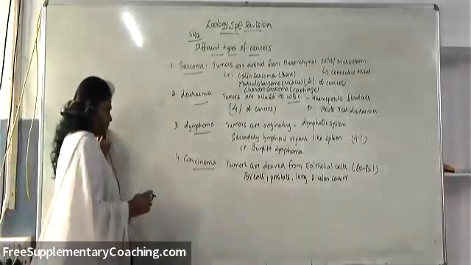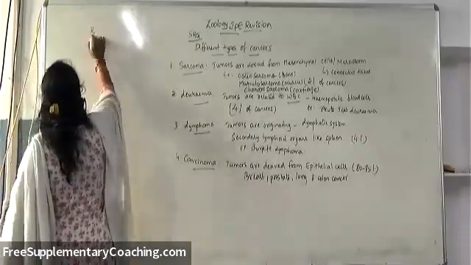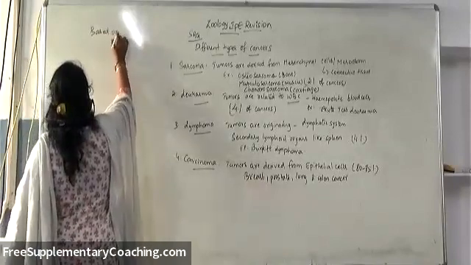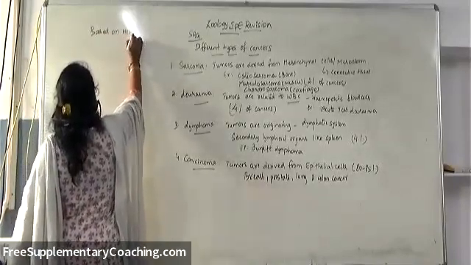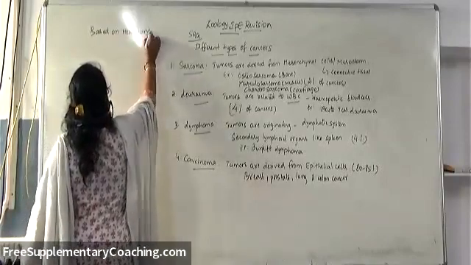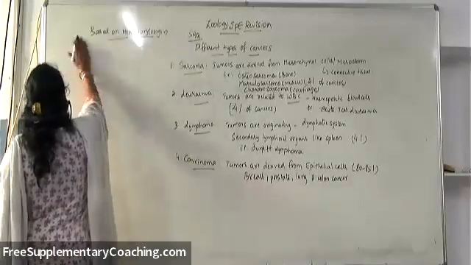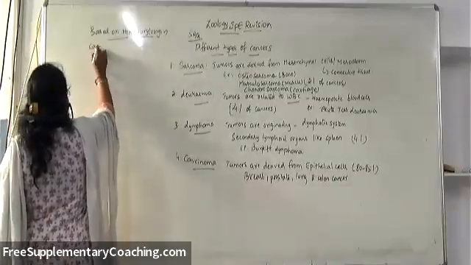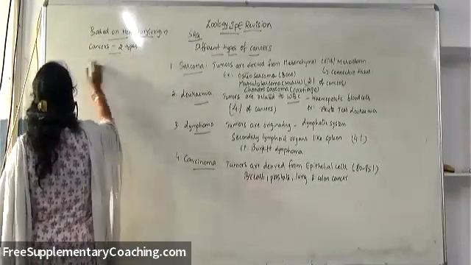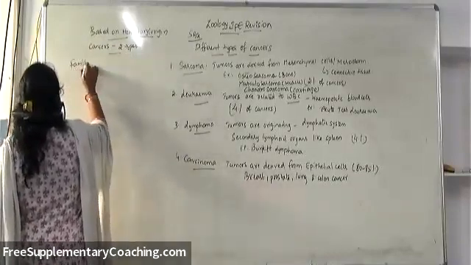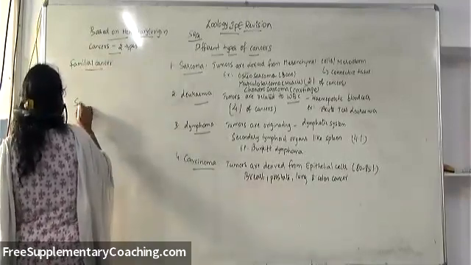The next coming to, based on origin, that means based upon the hereditary thing, the cancers are again of two types: familial cancer and sporadic cancer.